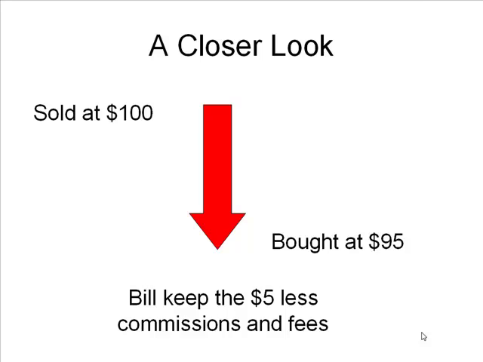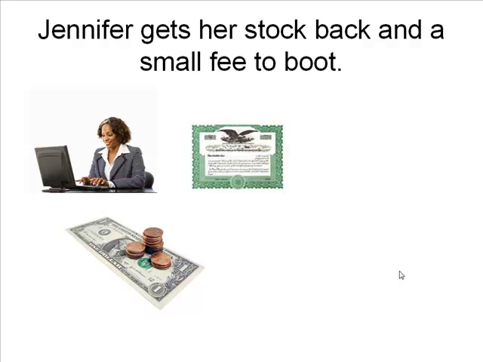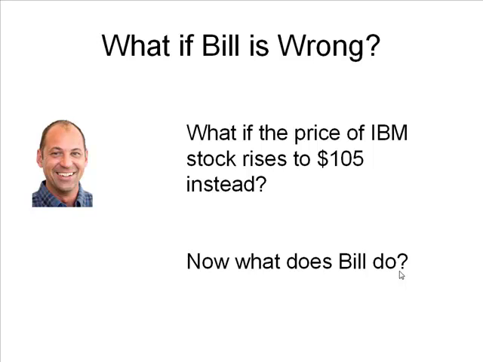Now, here's a little closer look. Remember, he sold at 100 bucks. He bought when it fell at 95. He keeps that difference of $5 less commissions and fees. Now, Jennifer gets her stock back, and she gets a small fee to boot. Now, what if Bill is wrong?